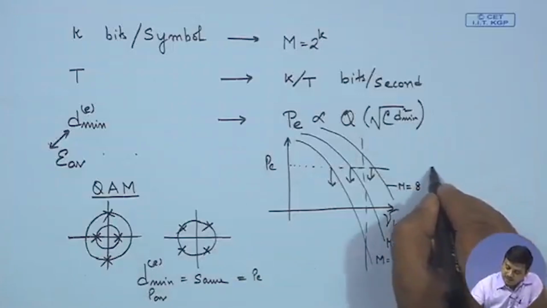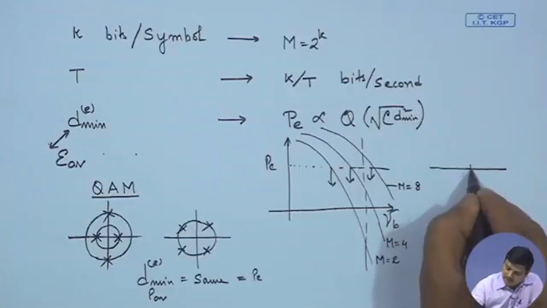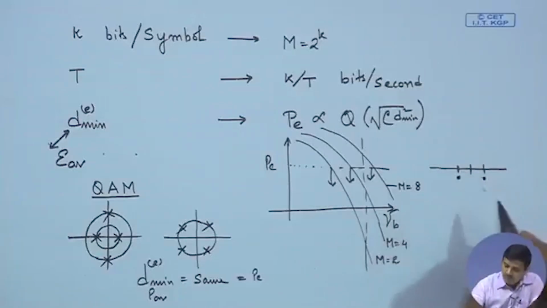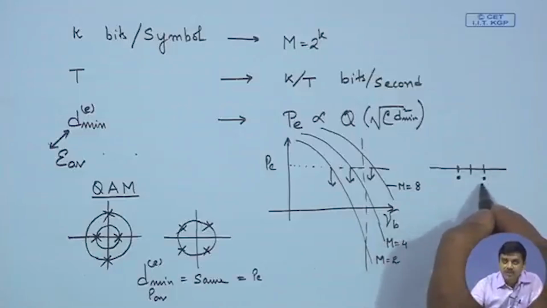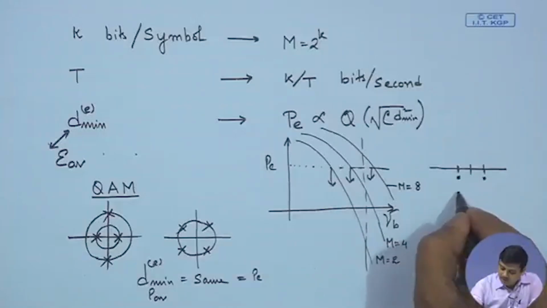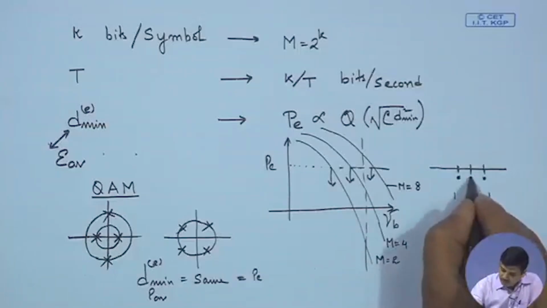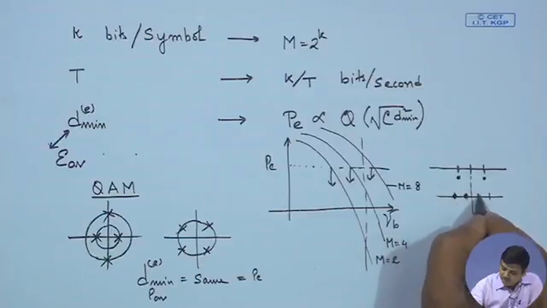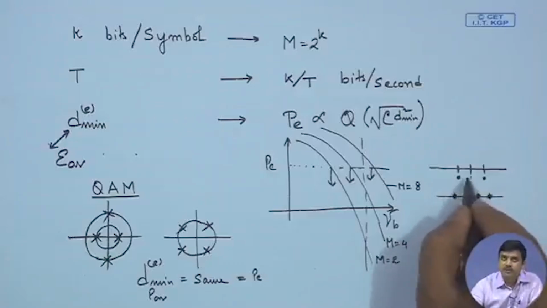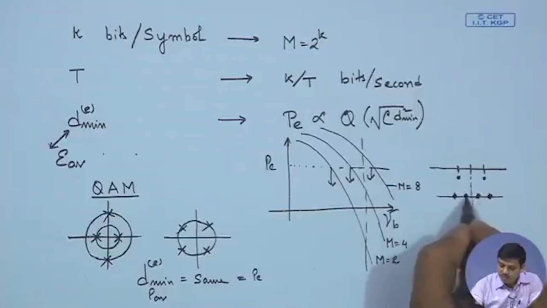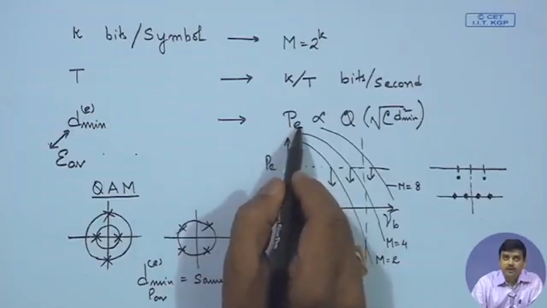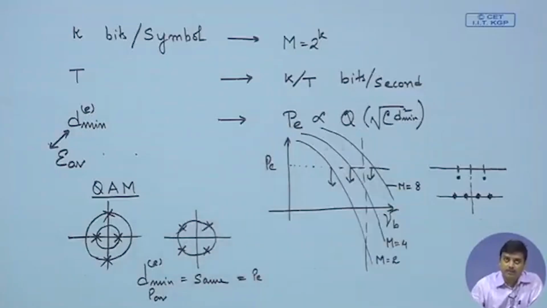And we explained this in the form that if there is a certain constellation and we want to keep the same average energy, however, we want to increase the number of constellation points, then what we get is that the constellation points come much closer compared to the previous case. The constellation points coming closer means d min becomes smaller, which means the probability of error becomes larger. So, that is what we have here.